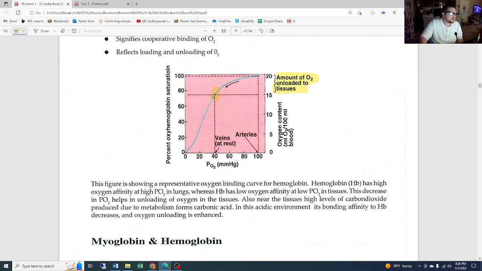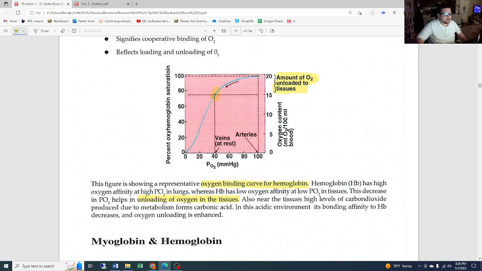So this figure is showing a representative oxygen binding curve for hemoglobin. Hemoglobin has high oxygen affinity at high PO2 in the lungs, whereas hemoglobin has low oxygen affinity at low PO2 in the tissues. This is saying the exact same thing that we just talked about. This decrease in PO2 helps in unloading of oxygen in the tissues.